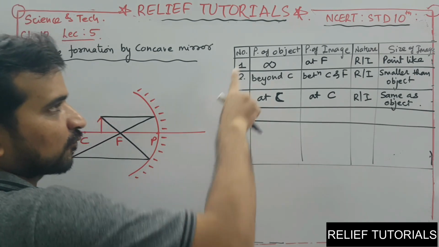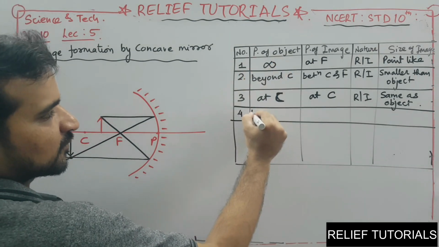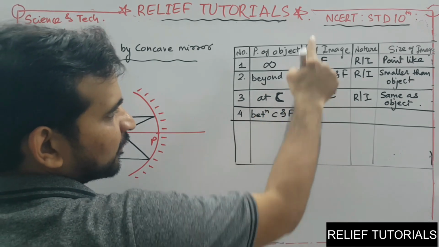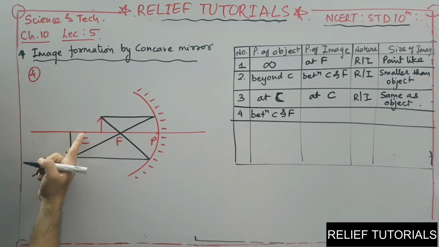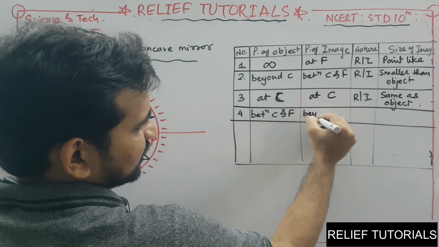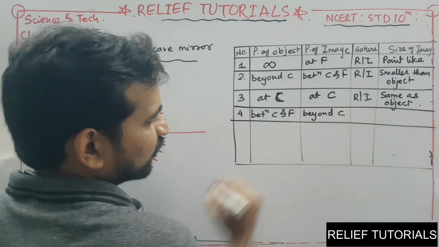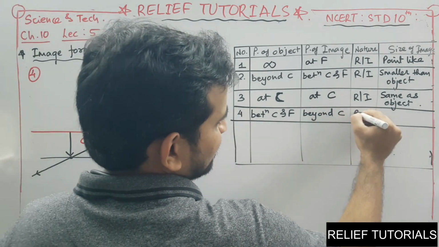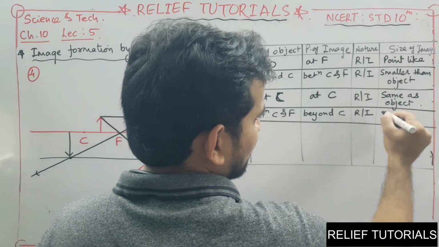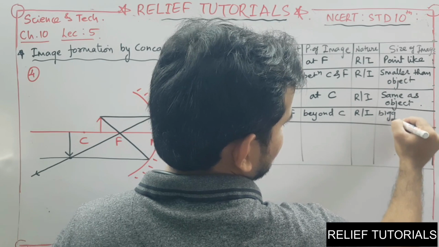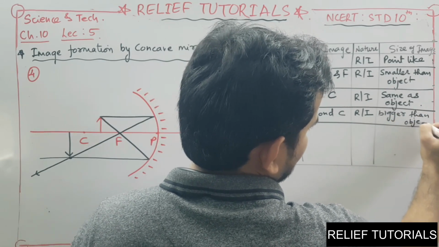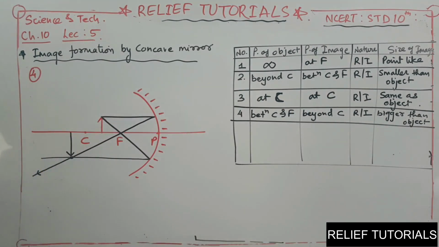So fourth case, what is the position of object? Position of object is between C and F. Position of image is, can you see that it is beyond C? So position of image is beyond C. Nature is still real and inverted, and size of image is, now we can say, bigger than object.